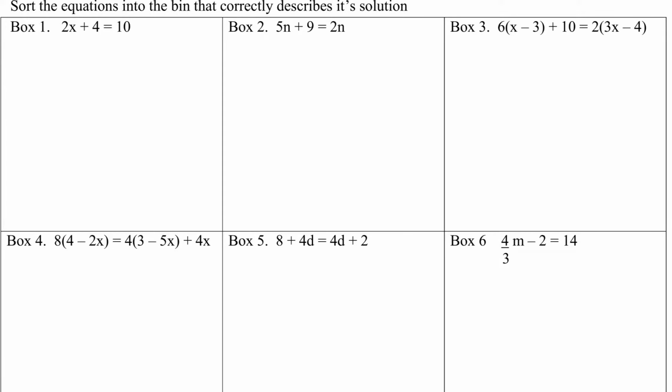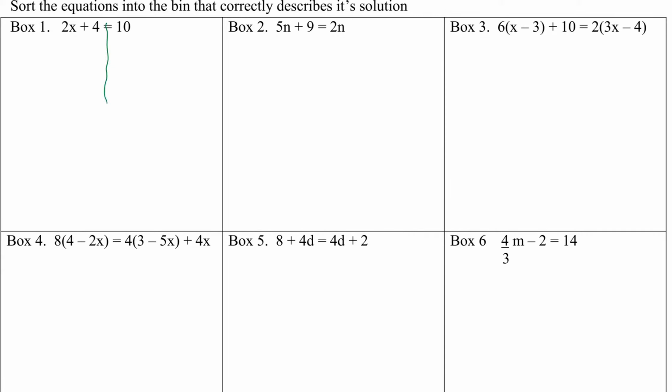This is problem number 1 on the study guide for chapter 2. The directions say to sort each of the equations into the bin that correctly describes its solution. So on box number 1, we have 2x plus 4 is equal to 10. We're going to solve this equation for x.